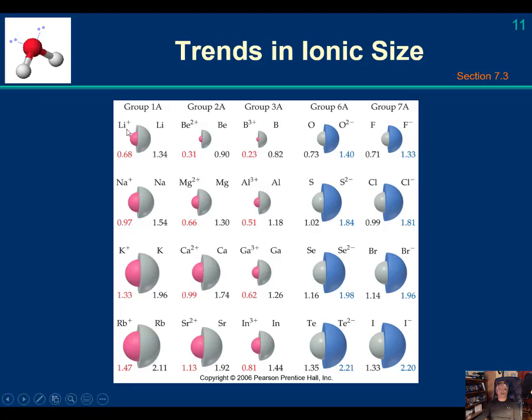I'll just do two. Here's the lithium atom at 1.34 angstroms and lithium cation 0.68, much smaller. And over here for fluorine and fluoride, the fluoride ion is 1.33 angstroms, and the fluorine atom is 0.71 angstroms. Last time, anions are larger than their atoms. The gray guys right here are the atoms. The blue guys over here are the anions. And for cations, exactly the opposite. Atoms are larger than their cations.